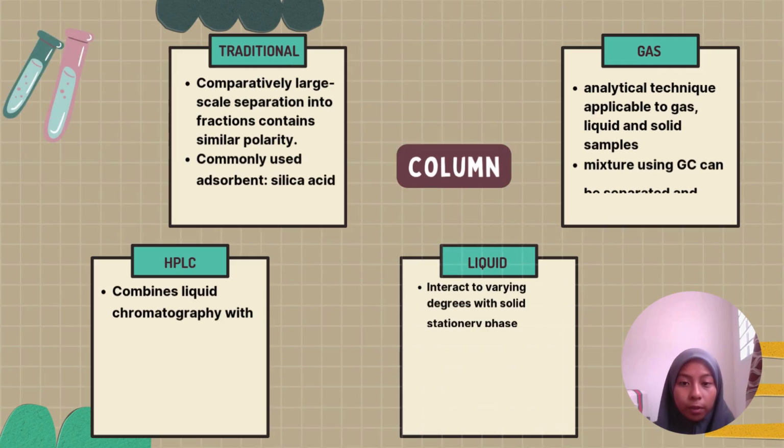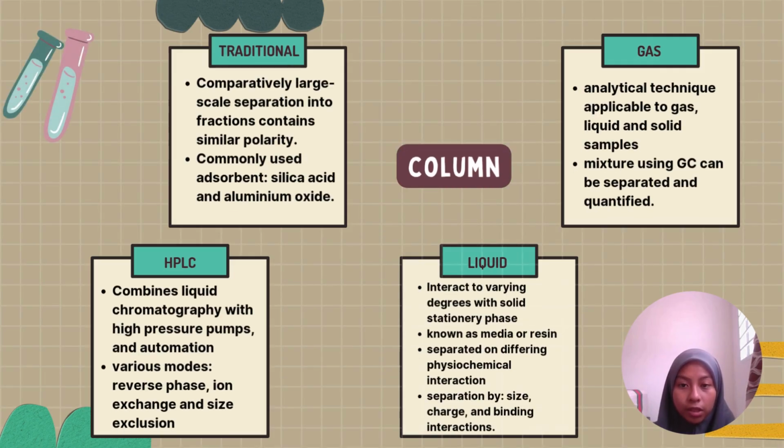Now for column chromatography, first we have the traditional chromatography. It's a comparatively large-scale separation into fractions that contain similar polarity. Second is gas, an analytical technique applicable to gas, liquid, and solid samples. Third, we have liquid. It interacts to varying degrees with a solid stationary phase. And the last one is HPLC. It combines liquid chromatography with a high pressure pump.